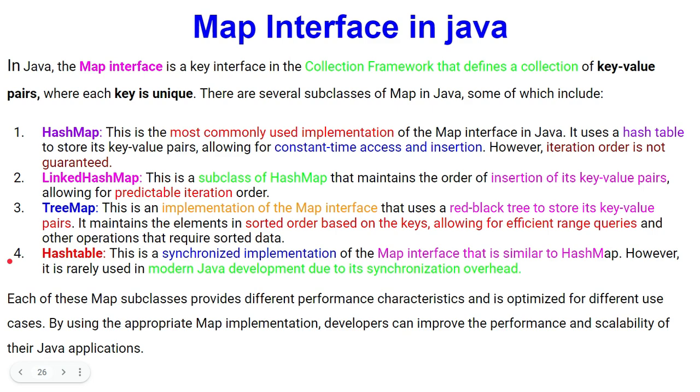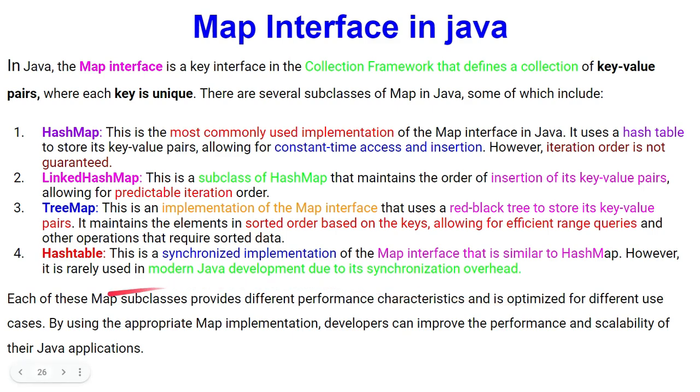Okay, so it's the same thing only. You can't see the threads here, but if you create two threads and try to access the Hashtable resources, we can check whether we are able to access them or not. Those things we can discuss in multithreading, and then we can analyze it. Okay, let's go and understand. Each of these Map subclasses provides different performance characteristics and is optimized for different use cases.